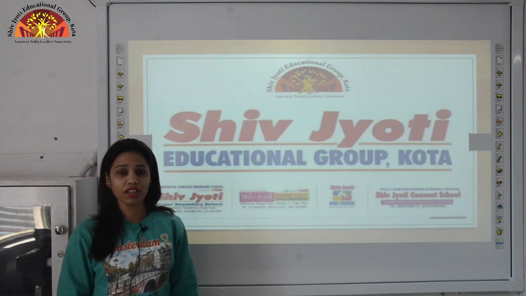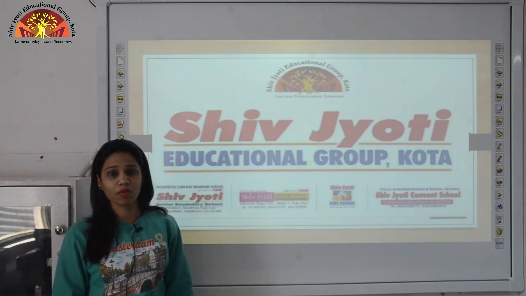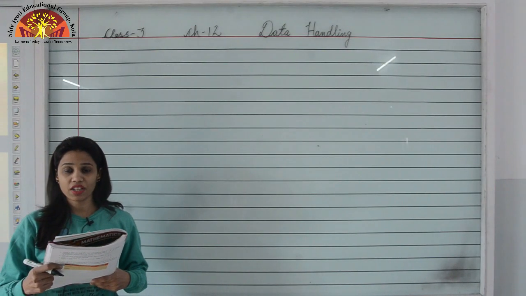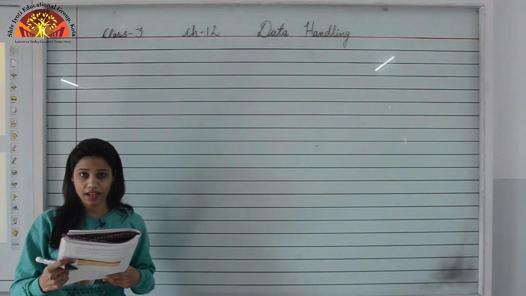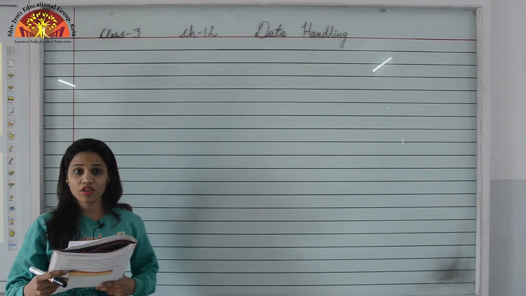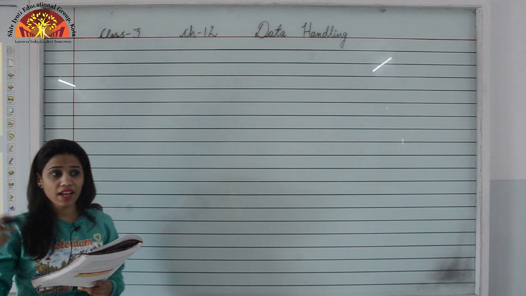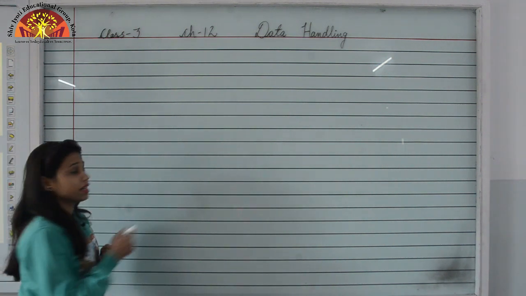Students, today in this video we are going to study chapter 12, that is data handling, given on page number 167 of your book. Students, please open page number 167 of your book. Chapter number 12, data handling. Let's start with data. Now what is data? A collection of information, facts or figures is called data. Means any random information which is available to us is called data.